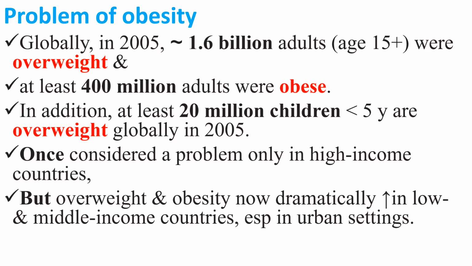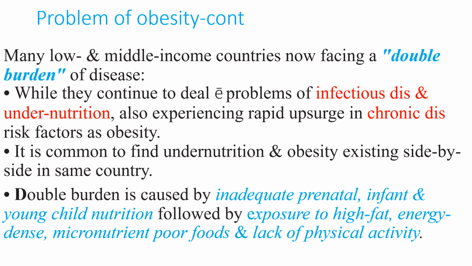Once considered a problem only in high-income countries, overweight and obesity now dramatically increase in low and middle-income countries, especially in urban settings. Many low and middle-income countries are now facing a double burden of disease. While they continue to deal with infectious disease and undernutrition, they are also experiencing a rapid upsurge in chronic disease risk factors such as obesity. It is common to find undernutrition and obesity existing side by side in the same country.